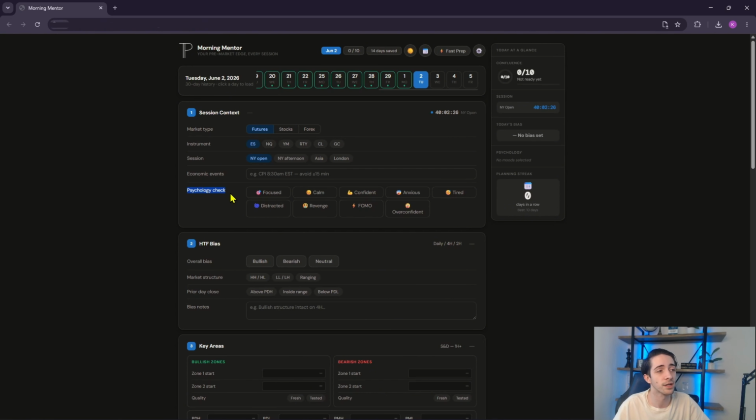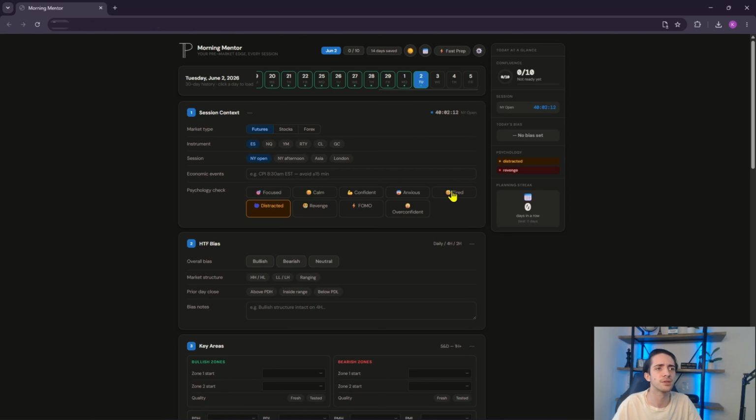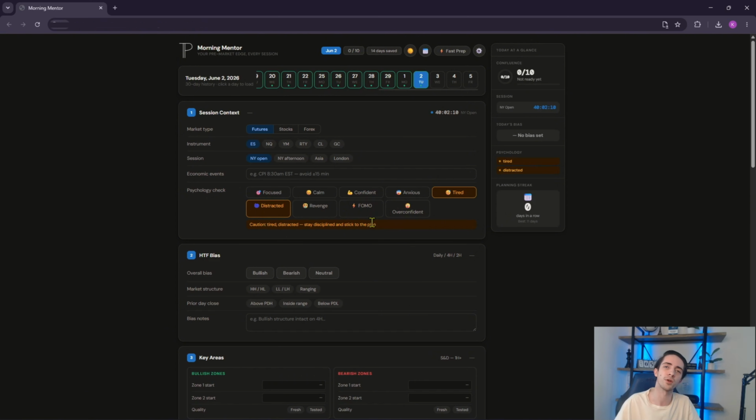And of course, psychology check. Extremely important and yet not spoken of enough. Are you feeling focused? Are you feeling calm? These are positive emotions. Are you feeling revenge? Are you feeling distracted? These are negative emotions that are most likely going to cause you to derail from your plan.